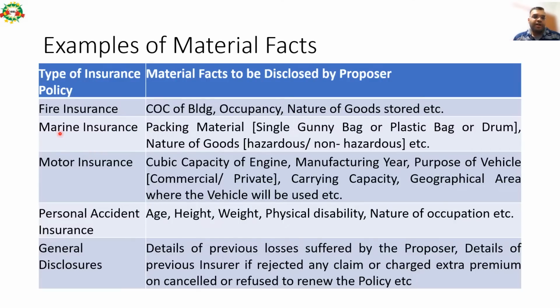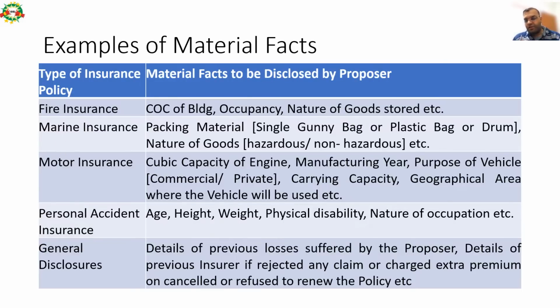In case of marine insurance, as a proposer I have to tell the packing material I am going to use, for example a single gunny bag or a plastic bag or drum, or the nature of goods, hazardous, non-hazardous, etc. In motor insurance, it is my responsibility to tell my insurance company details of the cubic capacity of the engine of my car or vehicle, manufacturing year, purpose of vehicle, whether it is commercial or private, carrying capacity, 4-seater, 5-seater, 6-seater, and the geographical area where the vehicle will be used, etc.